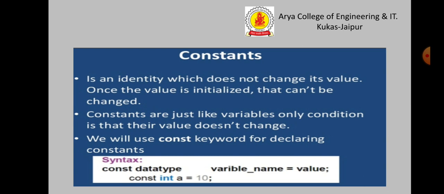Now the constants. A constant is a variable whose value does not change. Look at the syntax: const int a = 10. Here int a is a variable type, but it is a constant and its value is 10.